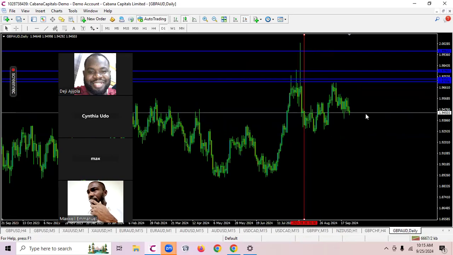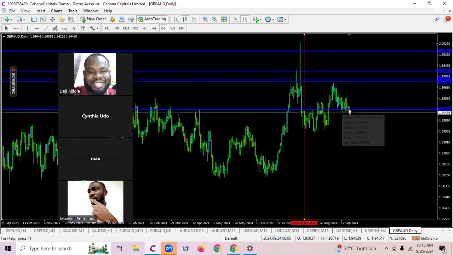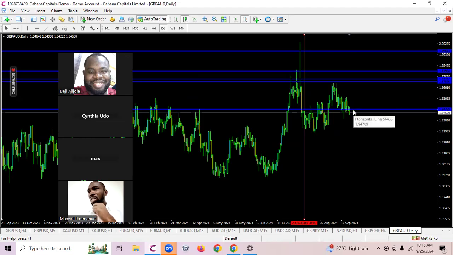If you are considering buying, wait for price to break this support, which has become a resistance. Wait for this resistance to be broken. Wait for a candle to close above it, a 4-hour candle to close above it, if you are considering buying GBP Australian dollar.